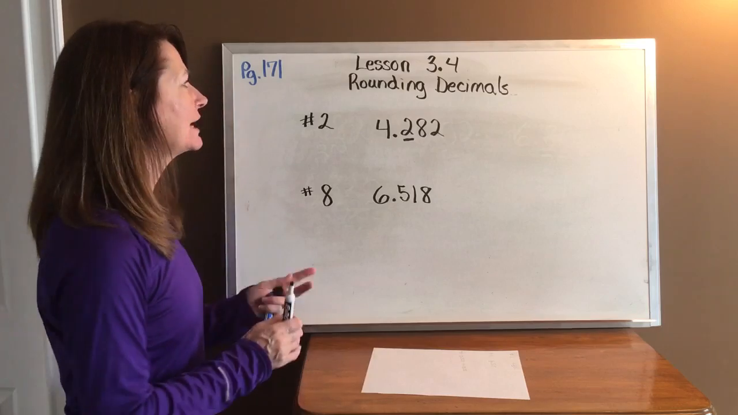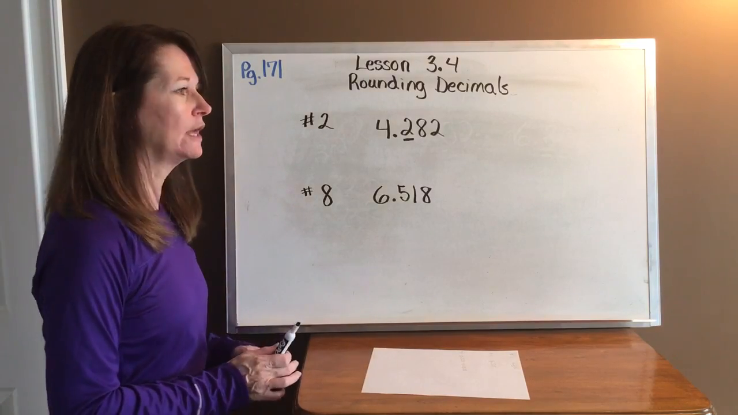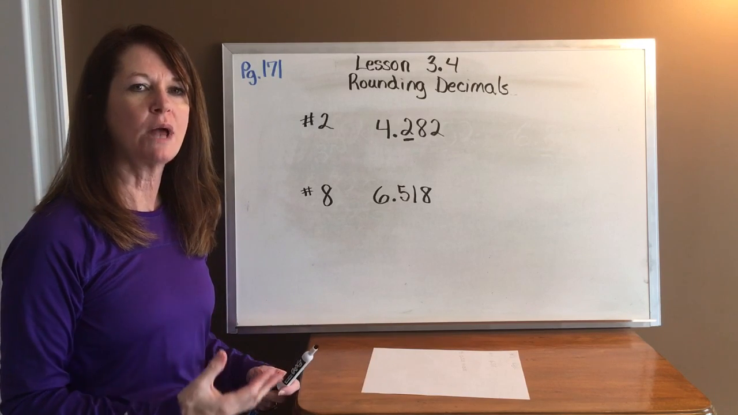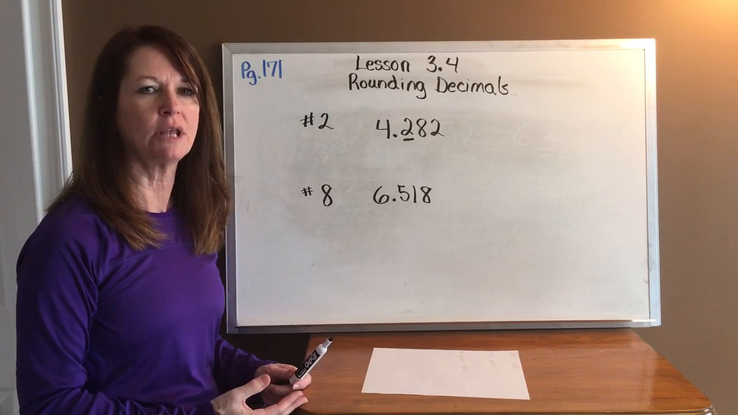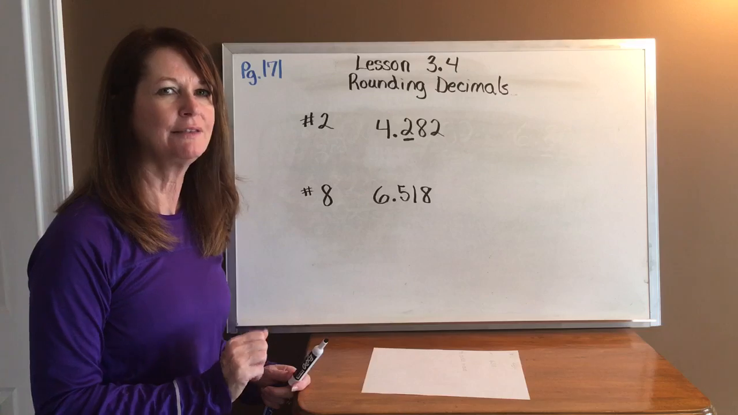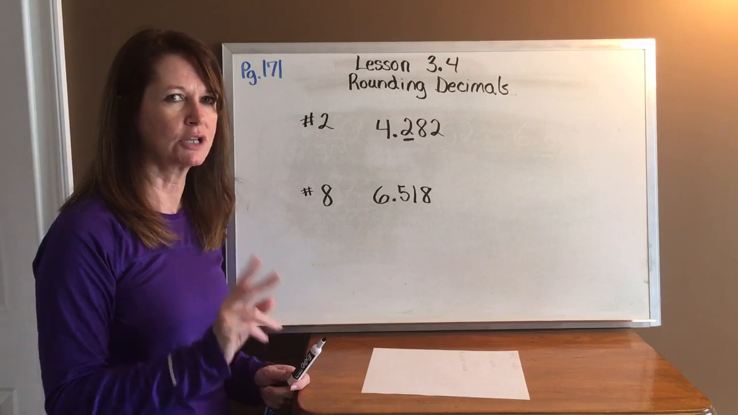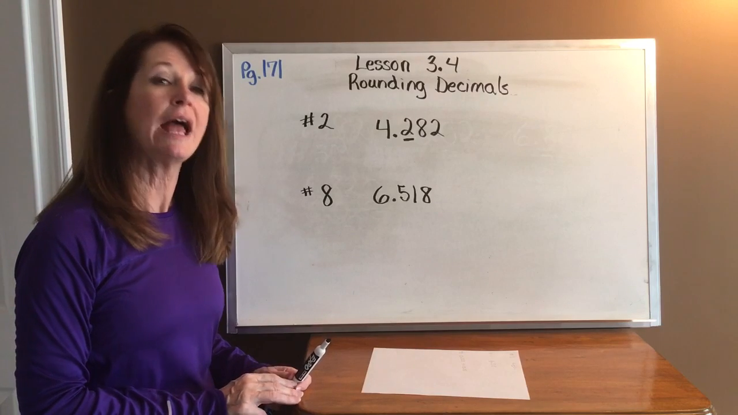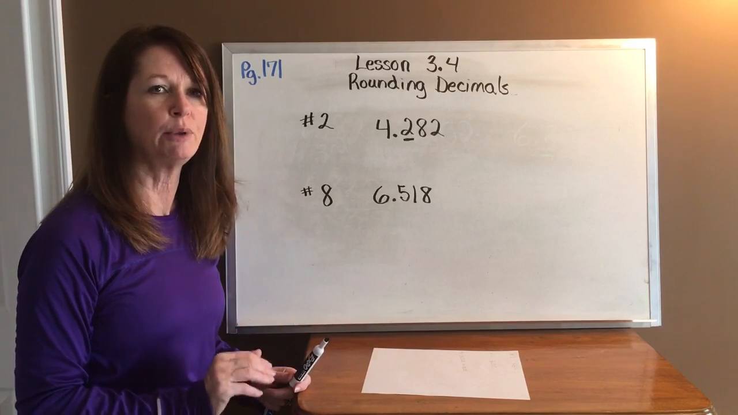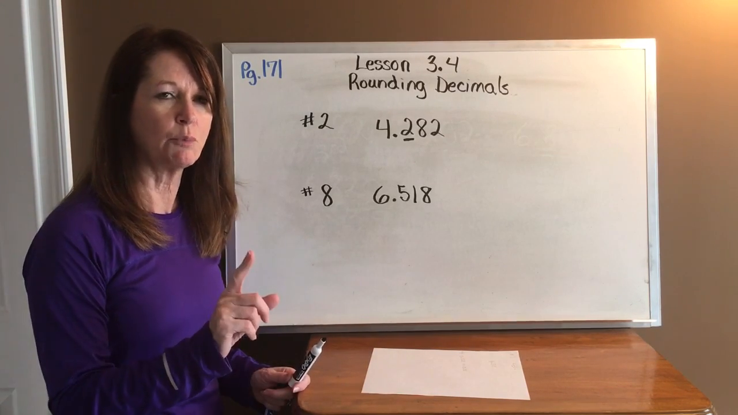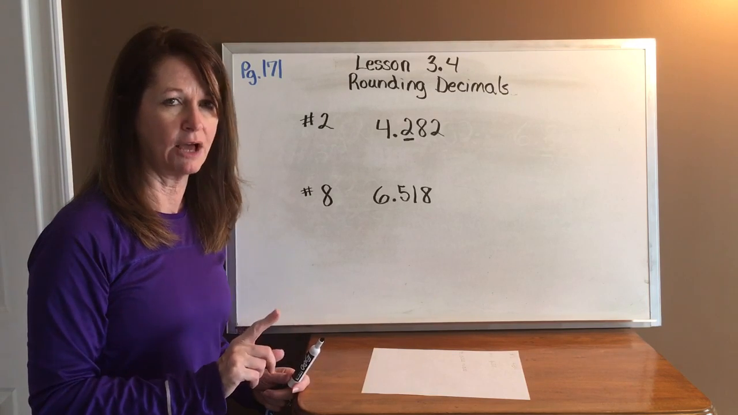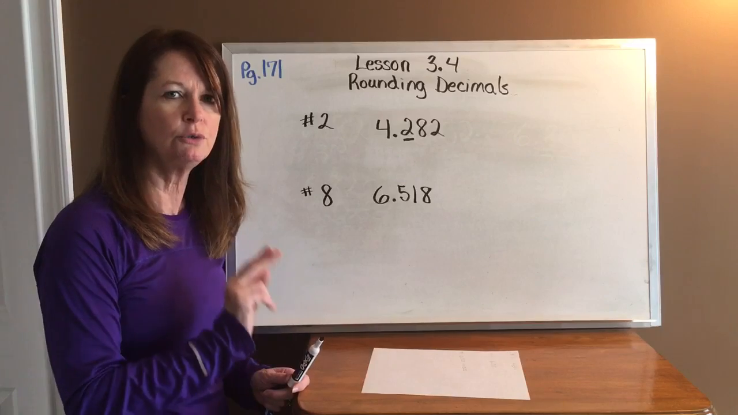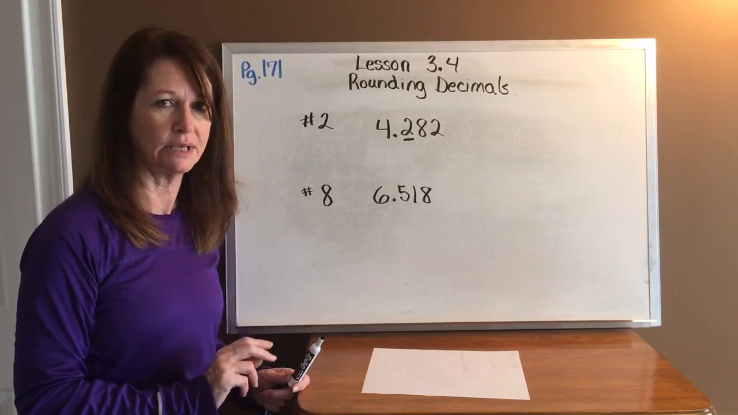All right, the directions on this page, 171, for problems 2 and 8, basically say the same thing. They say to write the place value of the underlined digit. Then there's a second part. So there's going to be two answers on each one of these. Then it says to round the number to that place value. So step 1, name the place value of the underlined digit. Step 2, round to that place value.